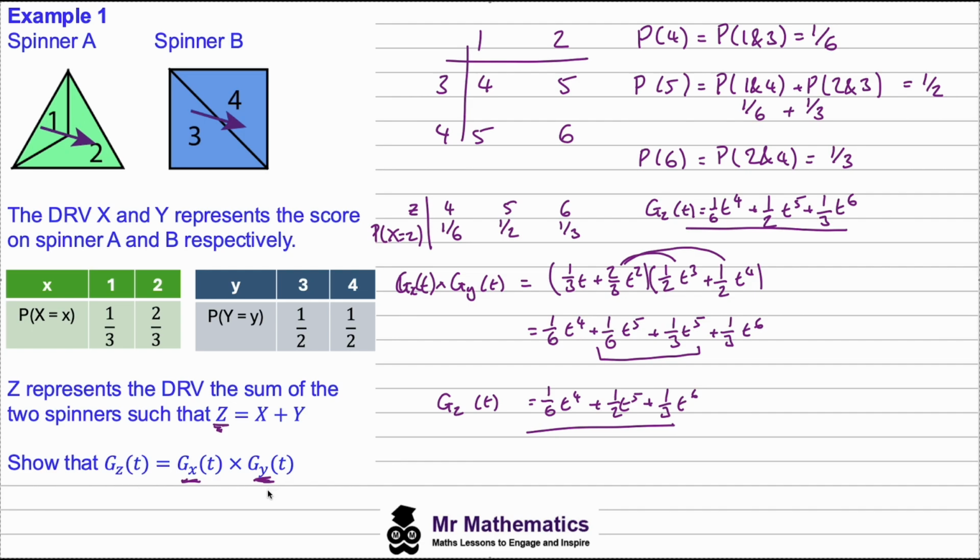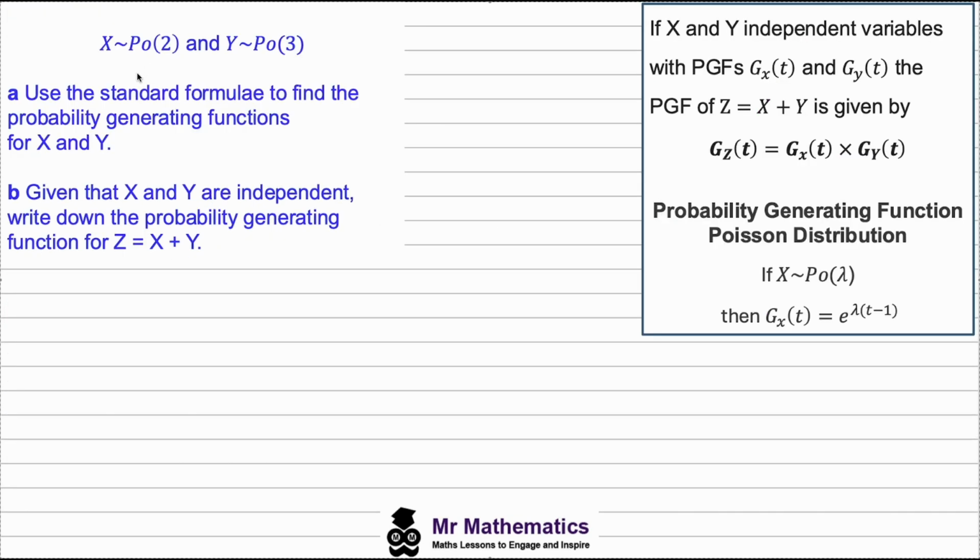So if we try an exam style question, in this example, we're given that x and y are both distributed with a Poisson model. X has lambda 2 and y has an average of 3. We've been asked to use the standard formulae, which I've given here, to find the probability generating functions of x and y. And then for part B, given that x and y are independent, write down a probability generating function of z. Okay? So perhaps you want to try this question yourself. You can pause the video and come back when you're ready.